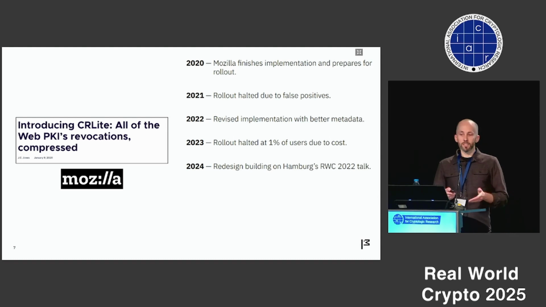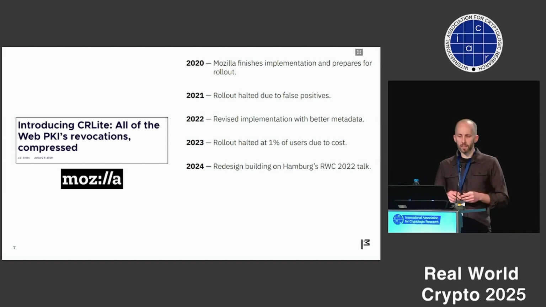So Mozilla took note of this and spun up infrastructure for it. And in 2020, we had an implementation and we were prepared to do a rollout. We halted that rollout in early 2021 when it was still in nightly because we found false positives. Sites that were not serving revoked certificates were coming up with revoked statuses.